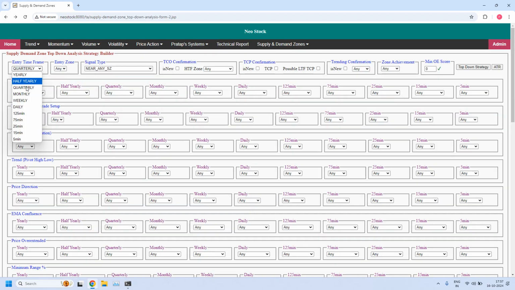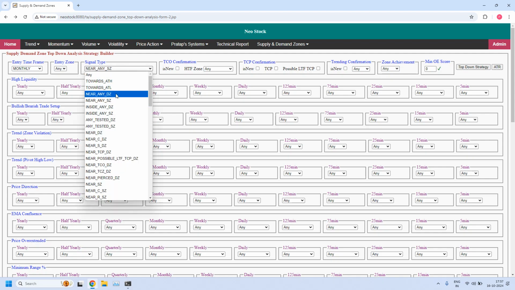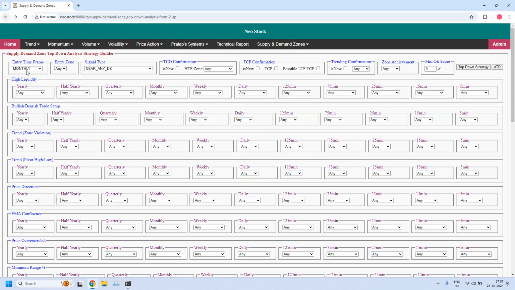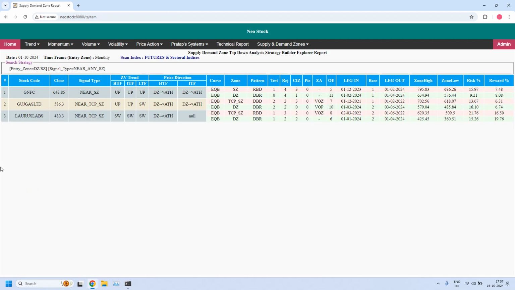Next time frame is monthly. Let us find the stocks near the monthly demand zone. 3 stocks are filtered near the monthly demand zone. Next, for the monthly time frame, let us find the stocks near the monthly supply zone. 3 stocks are filtered.